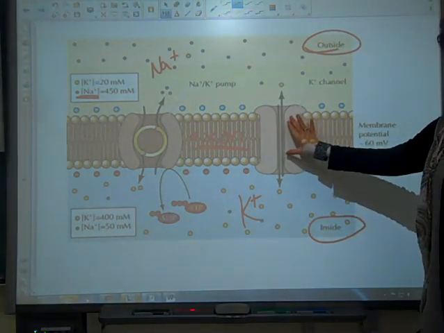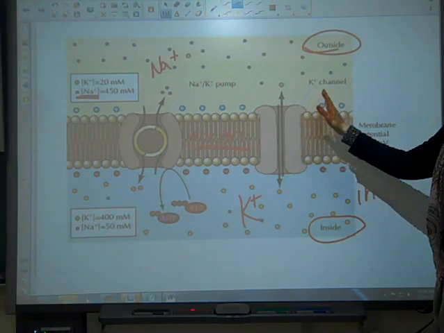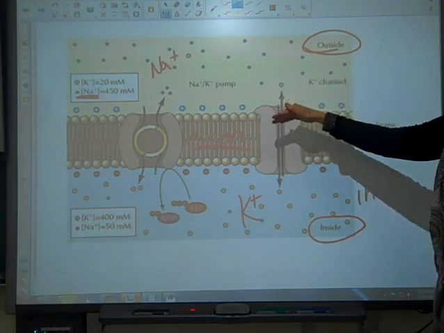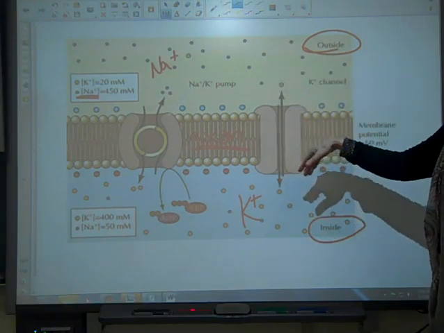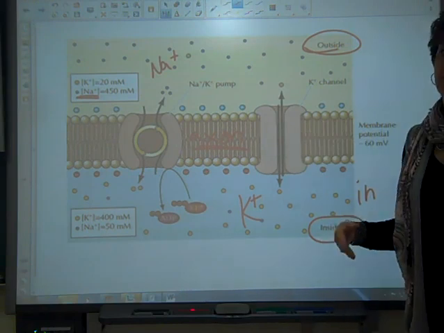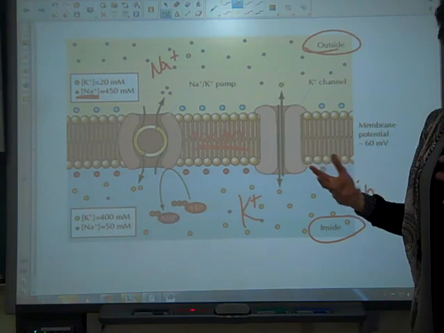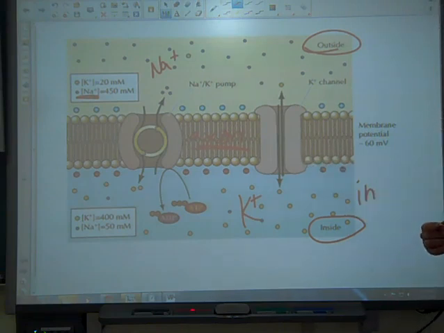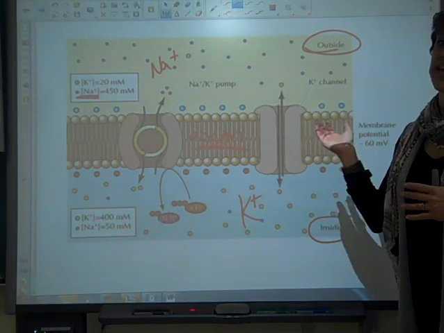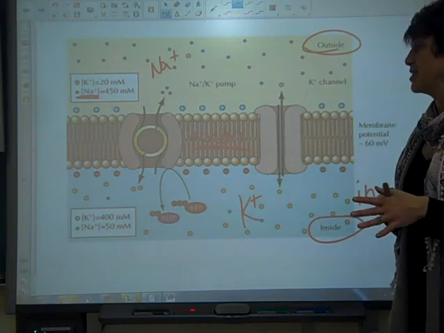This is a channel protein, and it's gated, which means that normally it is closed and it's not allowing the movement of sodium or potassium in or out. That gate can be caused to be opened up by a specific neurotransmitter, and it changes the permeability of the axon and causes gates to open. Could also cause gates to close.